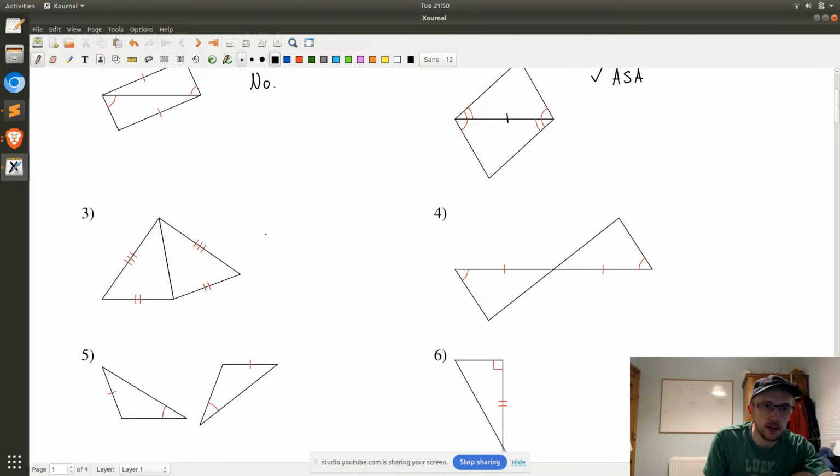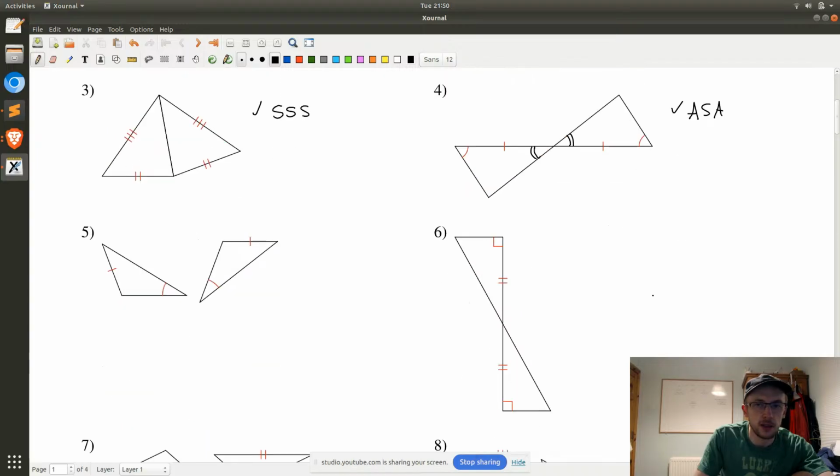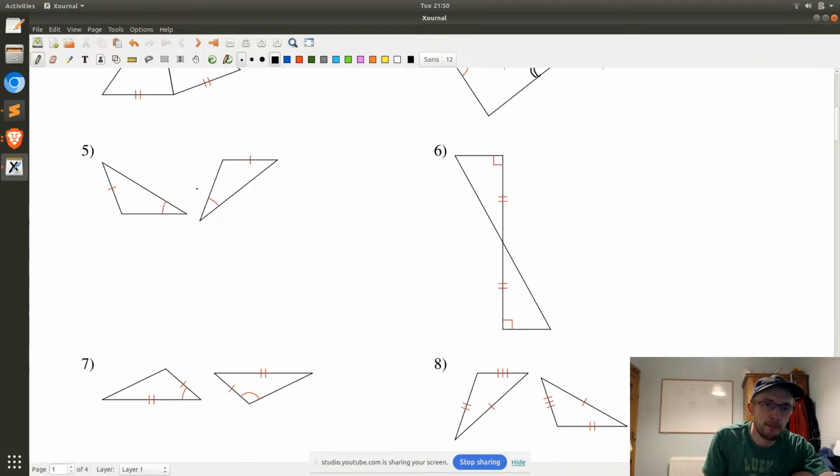Okay, so for this one here, yes, this is a side-side-side theorem. For this one here, these two angles are congruent because they're vertically opposite. And that's the angle side angle theorem. And so yes. And we check. And that's correct, and that's good. Here, nope, we don't have sufficient information. We just know that they have one matching side and one matching angle.